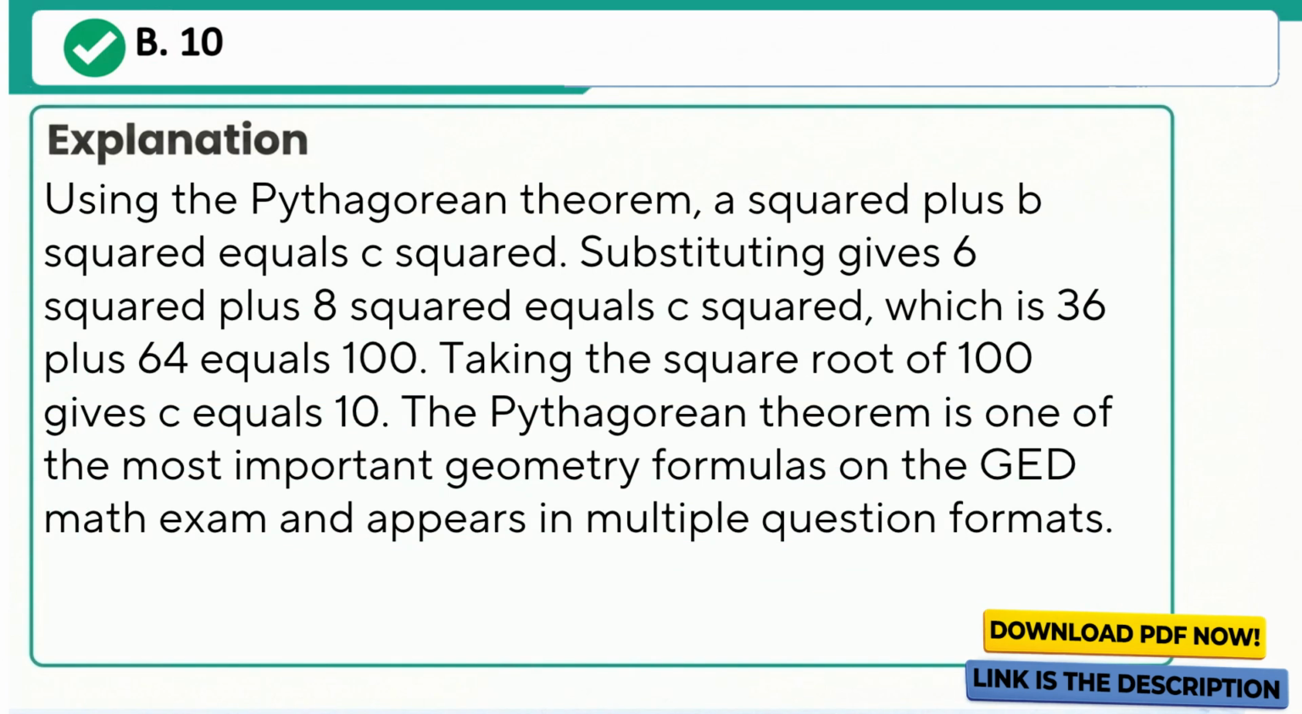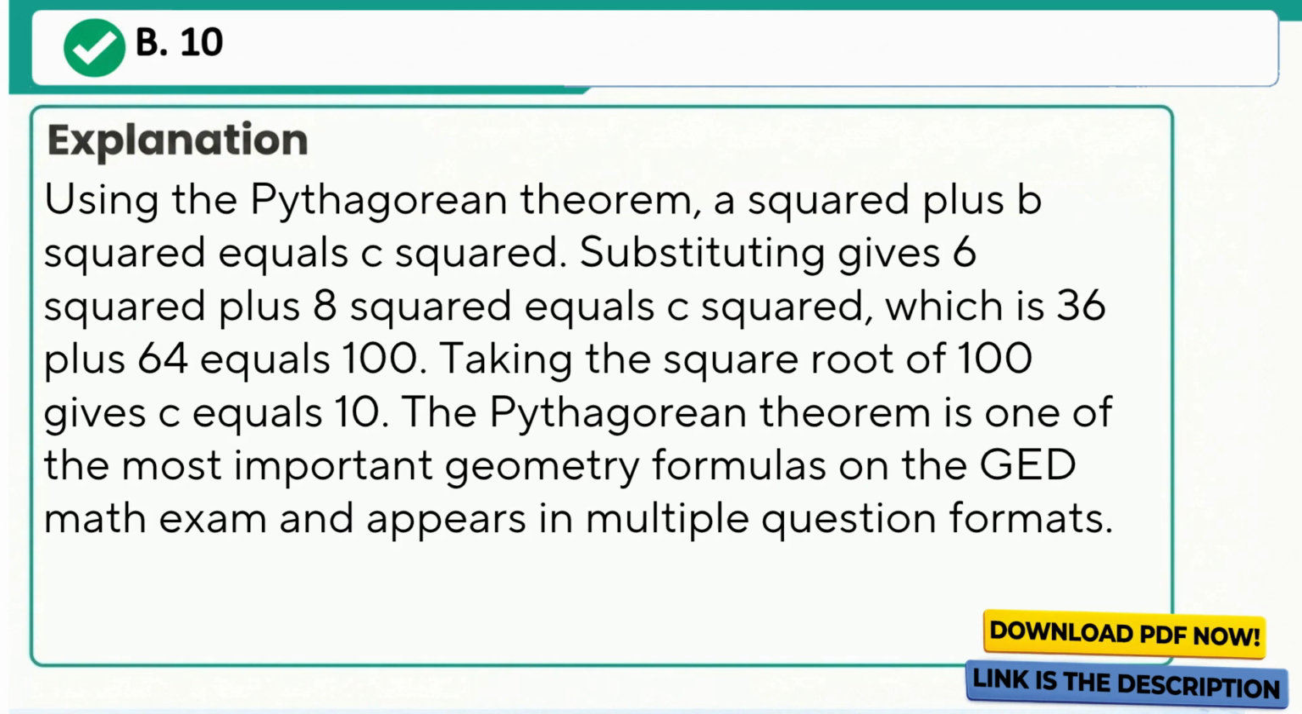Explanation. Using the Pythagorean theorem, a squared plus b squared equals c squared. Substituting gives 6 squared plus 8 squared equals c squared, which is 36 plus 64 equals 100. Taking the square root of 100 gives c equals 10. The Pythagorean theorem is one of the most important geometry formulas on the GED Math exam and appears in multiple question formats.